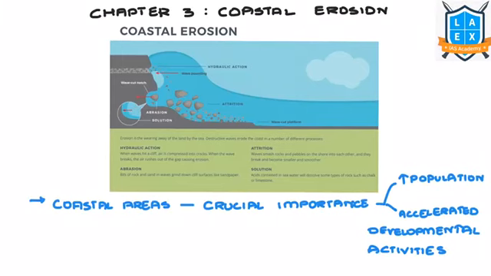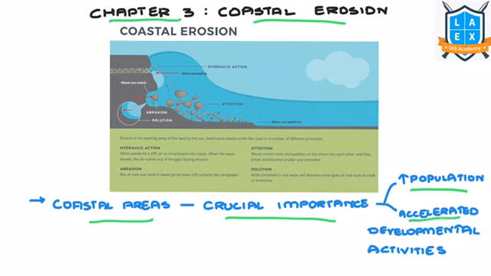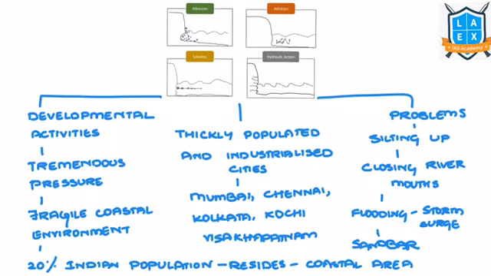The next chapter we are going to see is chapter 3, that is coastal erosion. Coastal areas are given crucial importance in recent years due to the increasing human population and accelerated developmental activities which are happening near the coast.